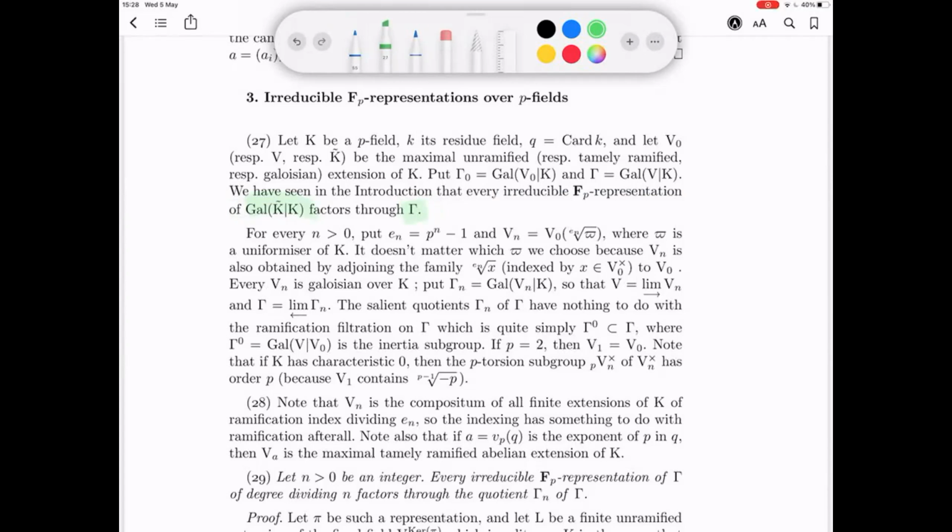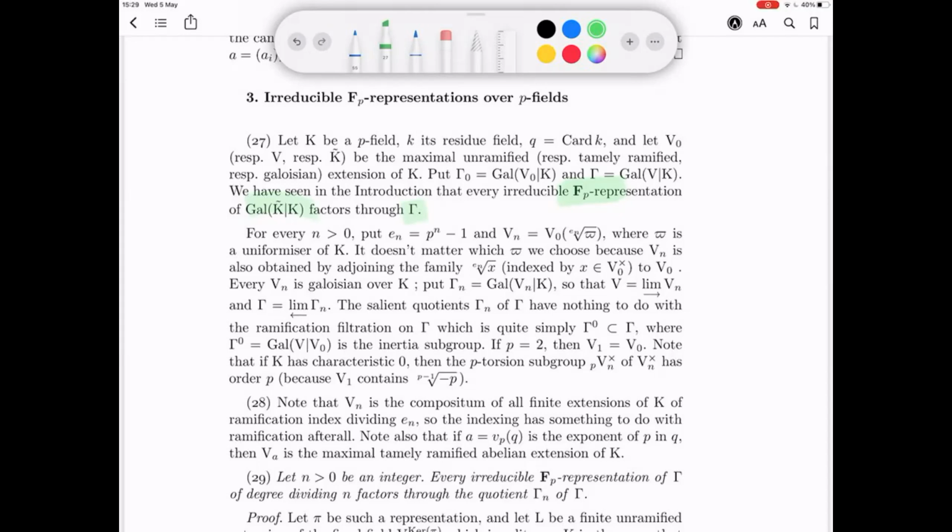The ramification filtration on the Galois group of an extension of local fields: you have the whole group, you have the inertia subgroup, then you have the wild inertia subgroup. And that wild inertia is always a P group or a pro-P group. That's one thing. And the other thing is that if you have a P group acting on an FP space, then you never get an irreducible representation. There's always some invariant subspace.